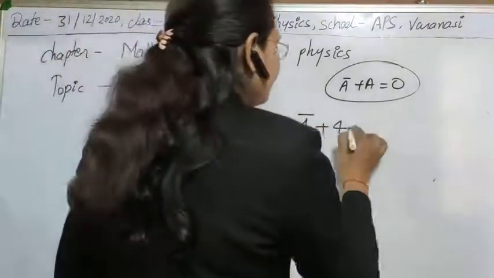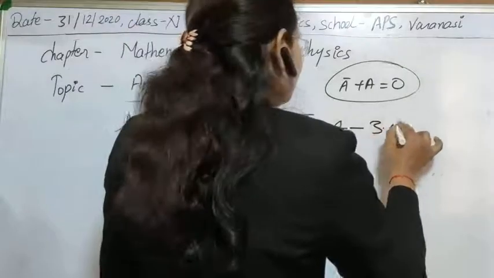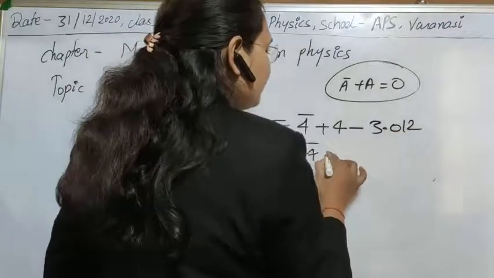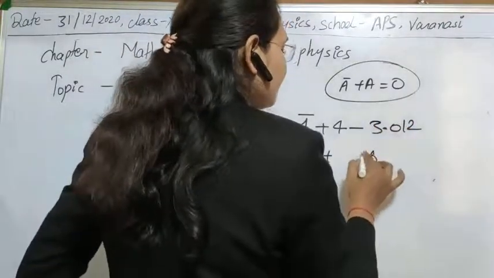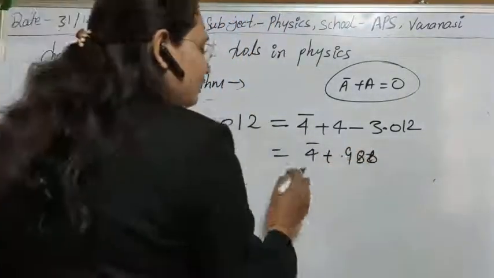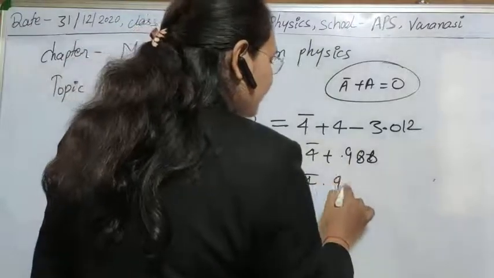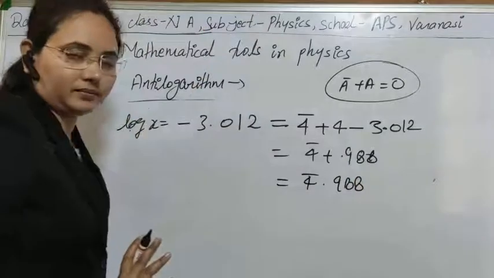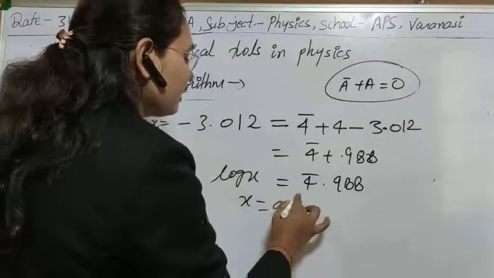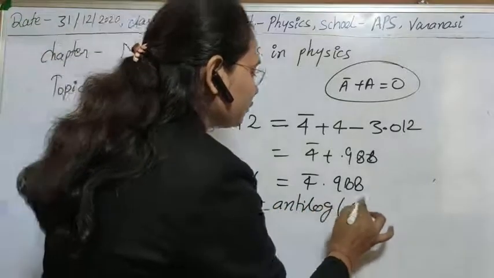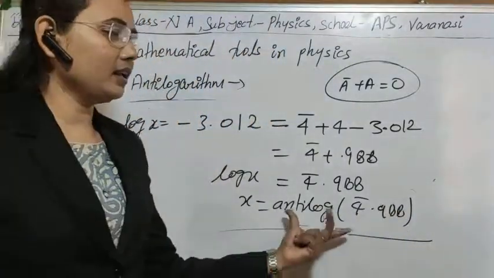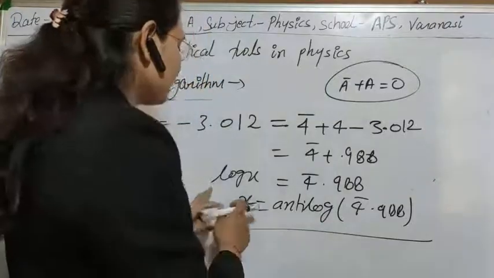So now if you take it here, just put here minus 3.012, and now just solve it. If you solve it, you will get this value here. And now you can see after addition you will get here 4 bar point 988. Now this is the value of log x we have. The value of x will be anti-log of this 4 bar point 988. Now just solve the whole of these values for anti-log.